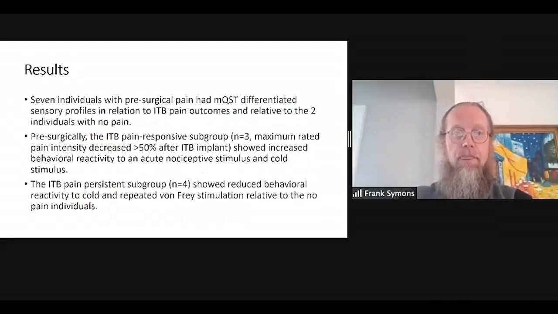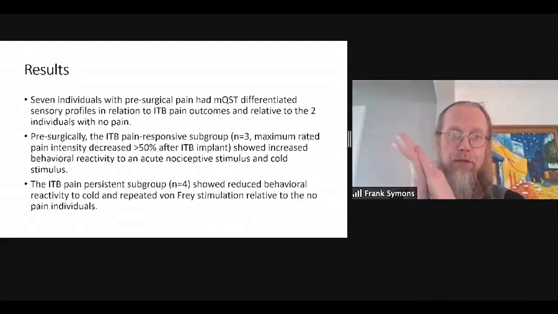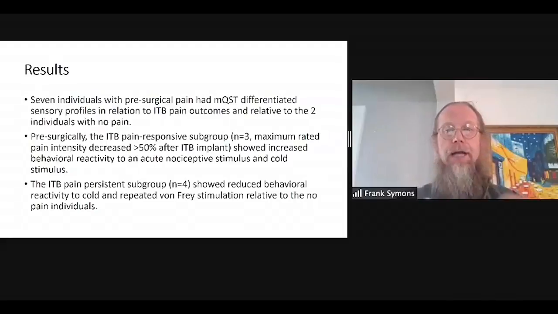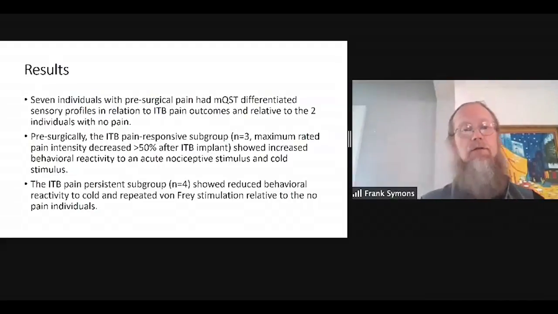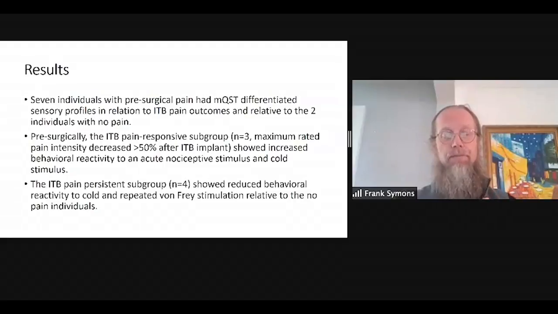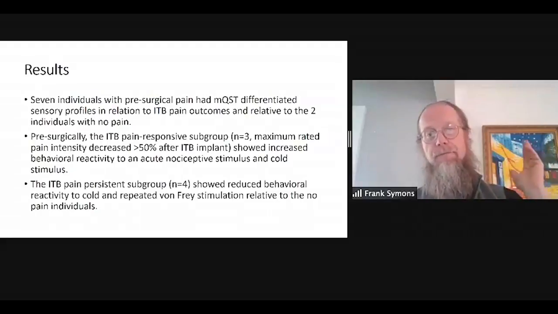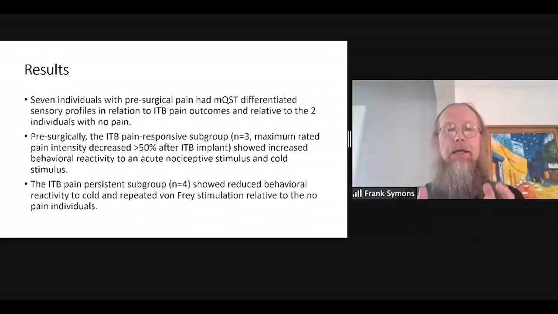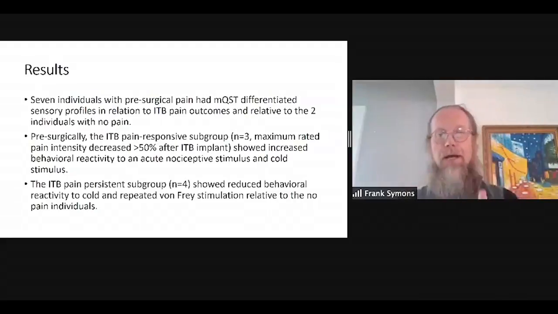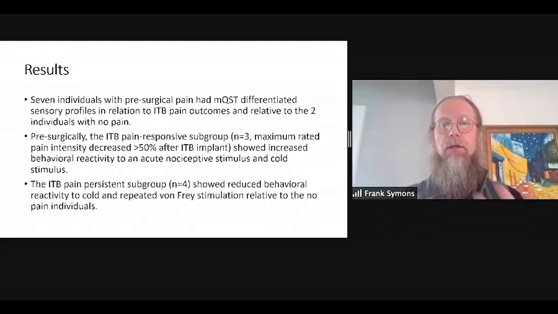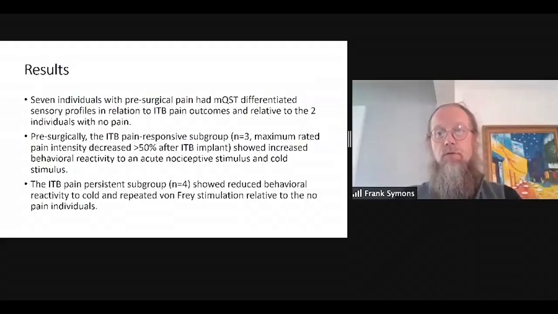Okay, so 7 individuals with pre-surgical pain had MQST differentiated sensory profiles in relation to the ITB pain outcomes and relative to 2 individuals that had no pain. So pre-surgically, and this, I'm going to end with that figure, the ITB pain responsive subgroup, so that was 3 individuals whose maximum rated pain was reduced by 50% or more after ITB implant. So we have a measure of pain before and after. For those who had a greater than 50% reduction in pain, we're calling them the pain responsive subgroup. And that was 3 of those overall 9.